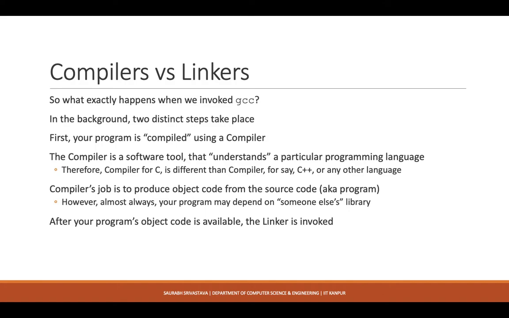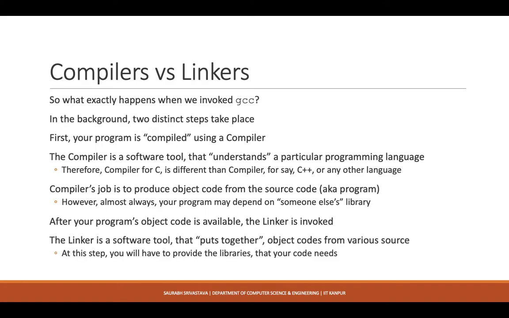This is where your linker gets involved. Okay, so this is the second stage of that two-step process. A linker is a tool that puts together object codes from various sources. So basically, at this step, you will have to tell the linker that printf is from this particular library, sqrt is from this particular library, and please take object codes from different sources and produce one executable.